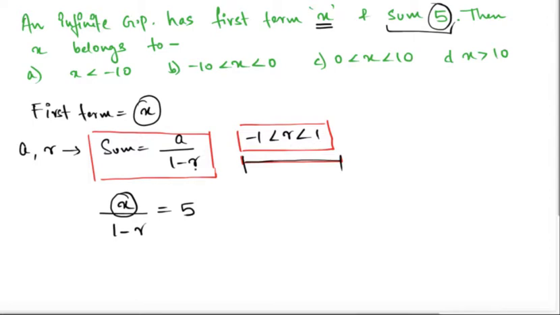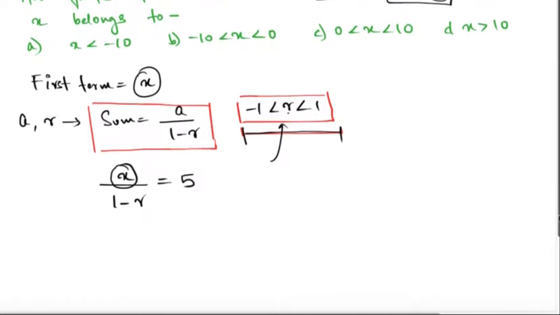So if we can somehow rewrite r in terms of x, then instead of r we can substitute that value, and then we can finally proceed and find the range of x. So let's try to do that.